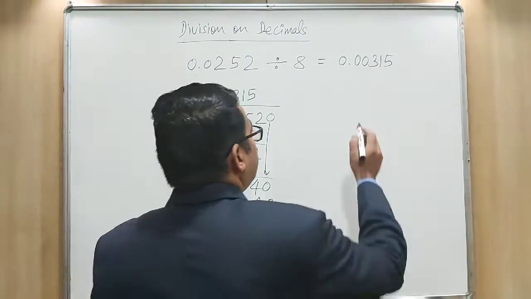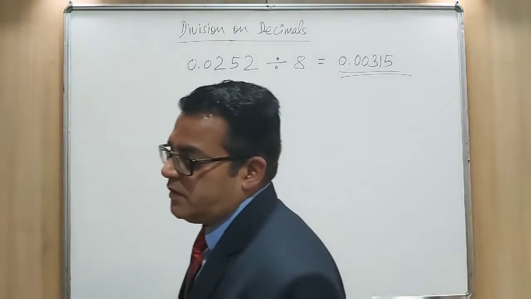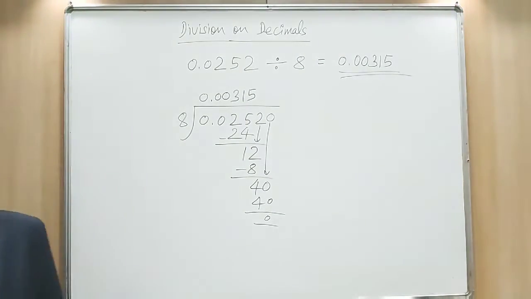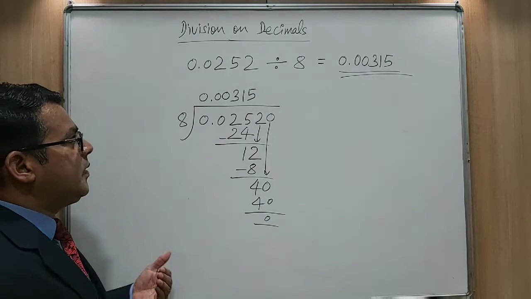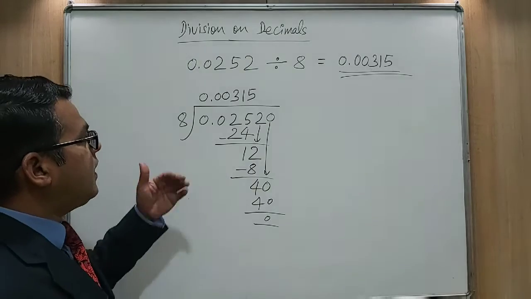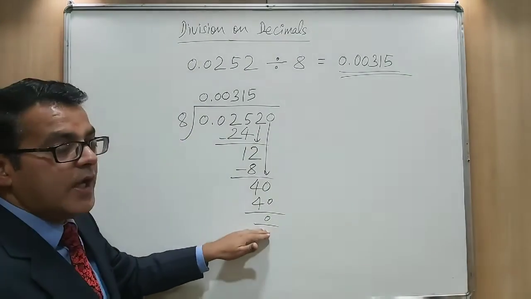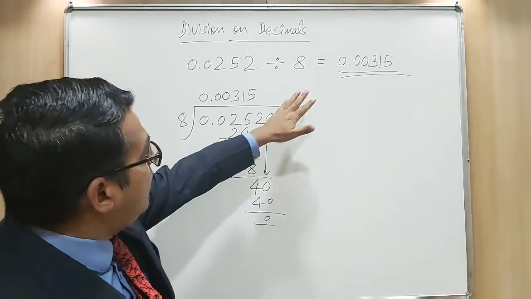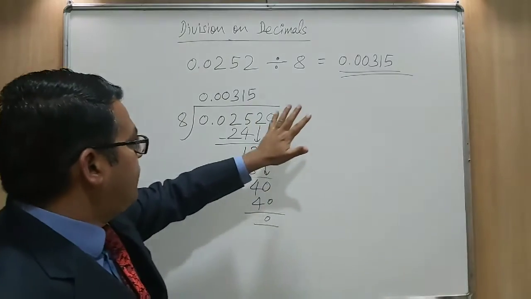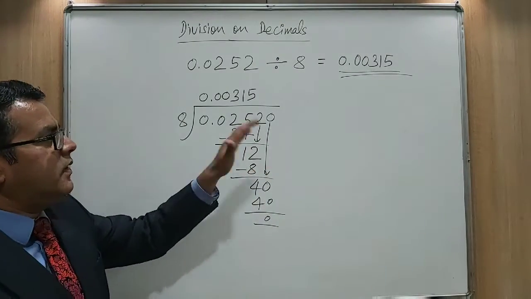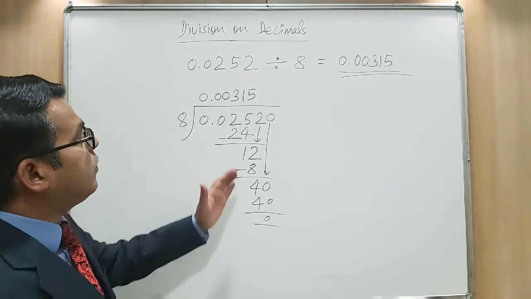Hope you understand. And one thing you observe here is, if we divide any number by 8, 100% it will be divisible. Right? So repetition is not possible, and you will get an accurate answer. So here you can see we have 0 as the remainder, so we can write it 0.00315. It means no more digits are required. So this is the answer only.